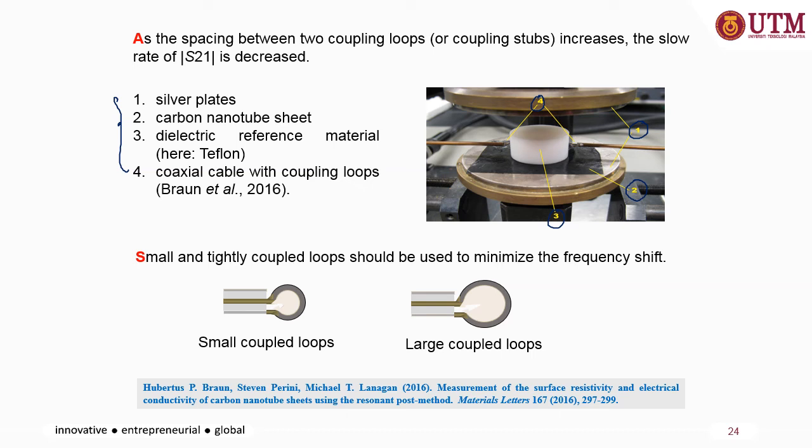So the first one is the silver plates, and then the second one is carbon nanotube sheet, and then 3 and 4 are the dielectric reference and also the coaxial respectively. Okay, so each of these components has its own permittivity or property, and each of these has its own function. Okay, why is the silver plate placed there? Will that change the property of the modes? Will that change how the signal travels, and so on? Okay, so we are going to look at that later on.